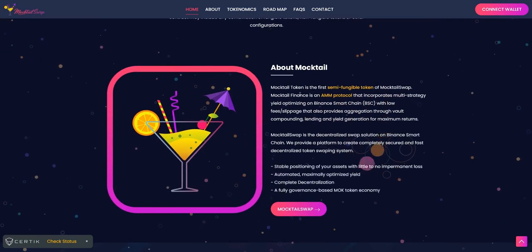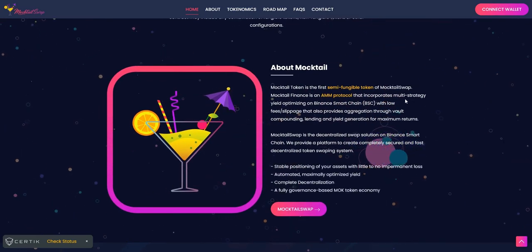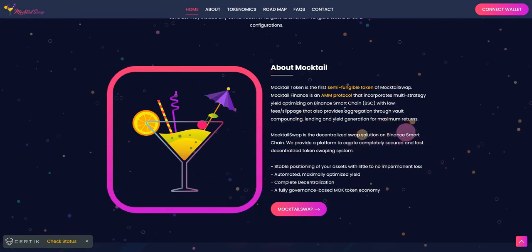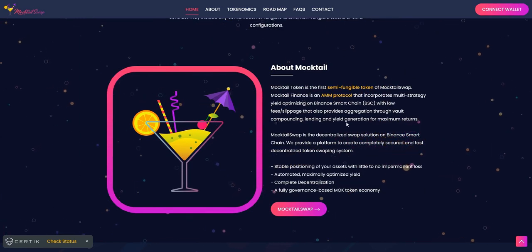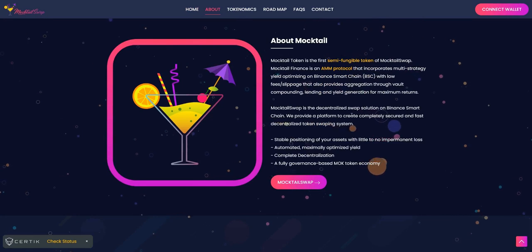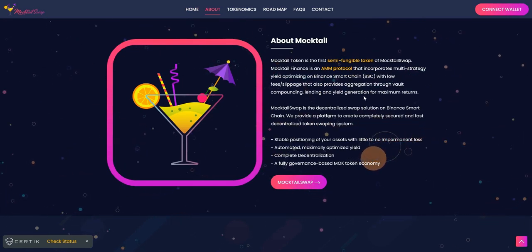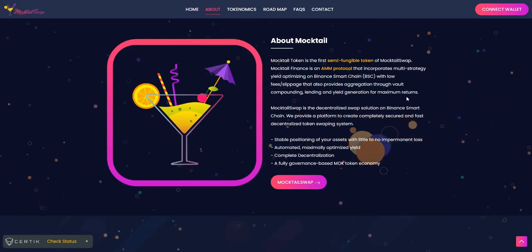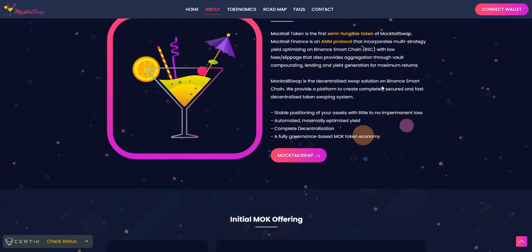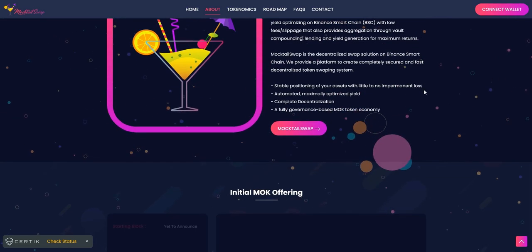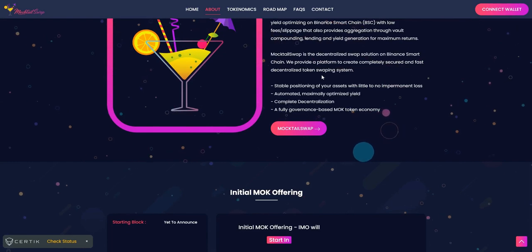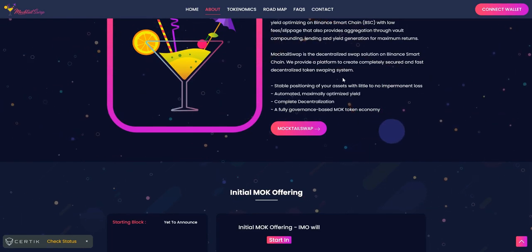Mocktail Finance is an automated market maker protocol that incorporates multi-strategy yield optimizing on Binance Smart Chain with low fees or slippage, that also provides aggregation through vault compounding, lending, and yield generation for maximum returns. Mocktail Swap is a decentralized swap solution on Binance Smart Chain. They provide a platform to create a completely secured and fast decentralized token swapping system.